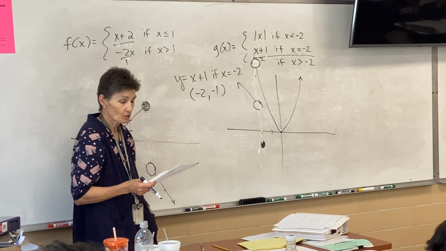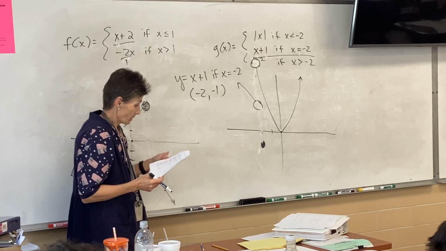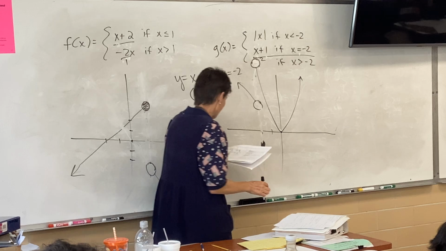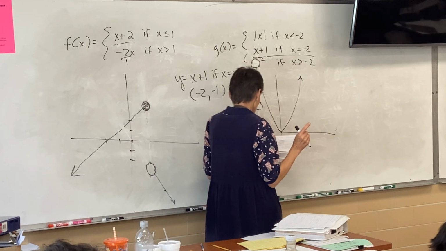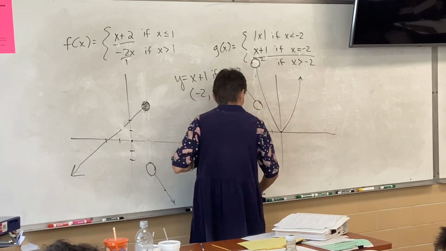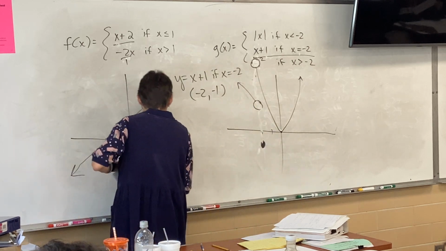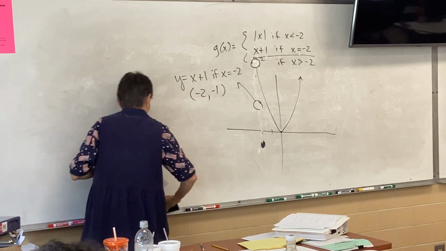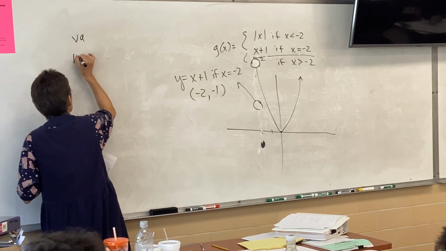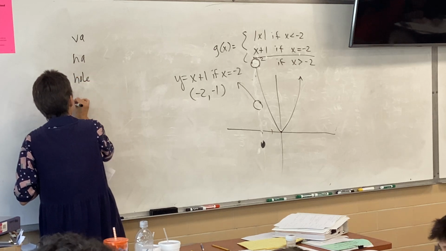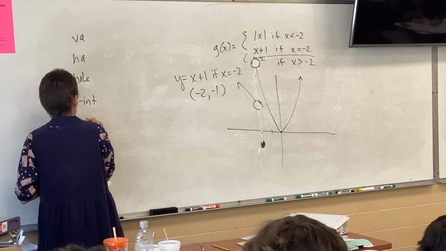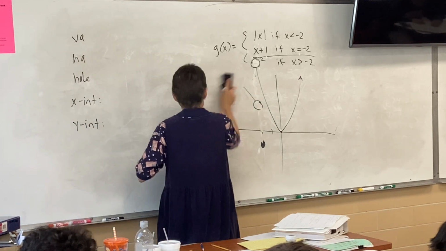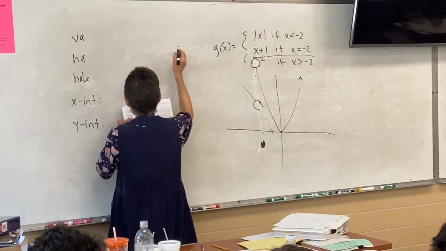Which one? 2B. Yeah, 2B. I'm finding vertical, horizontal, holes, and I'm gonna go ahead and find my intercepts also. So I want vertical, horizontal, holes, x-intercept, and y-intercept. Okay? So my equation, I'm doing B.